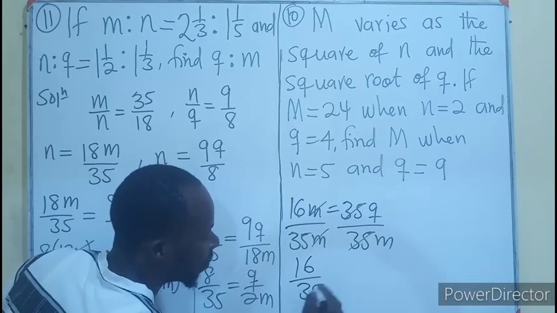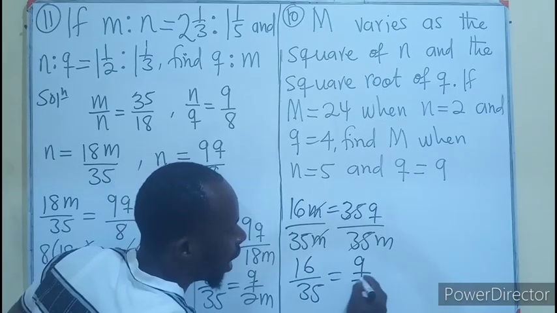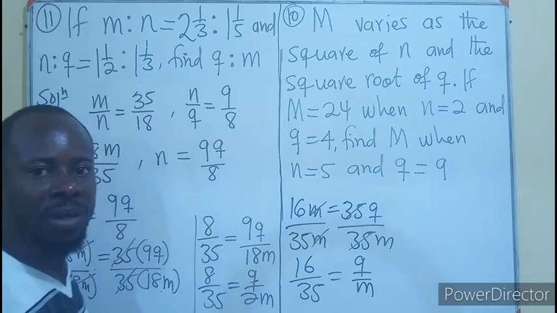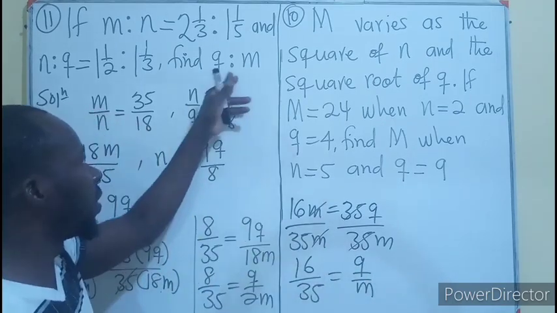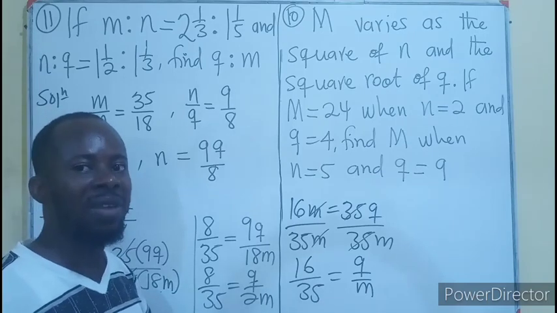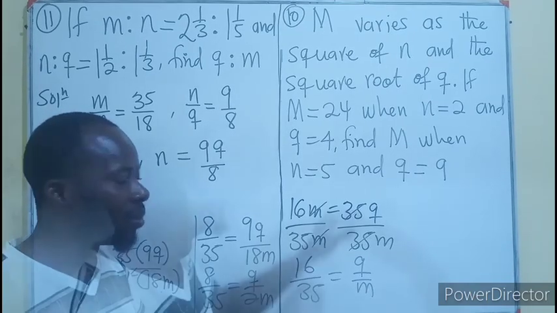16 out of 35 equals q out of m. And you see that this is 16, so 16 is to 35, as we had in the first place.